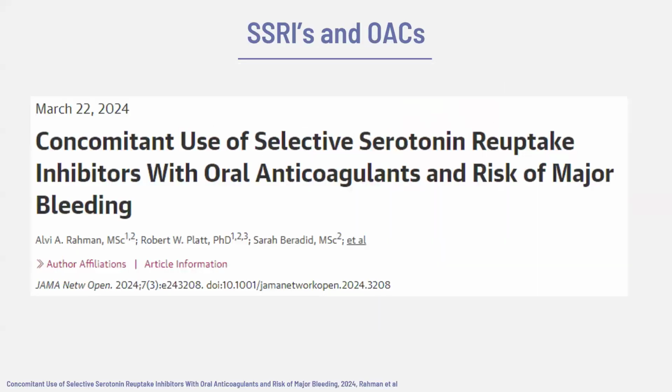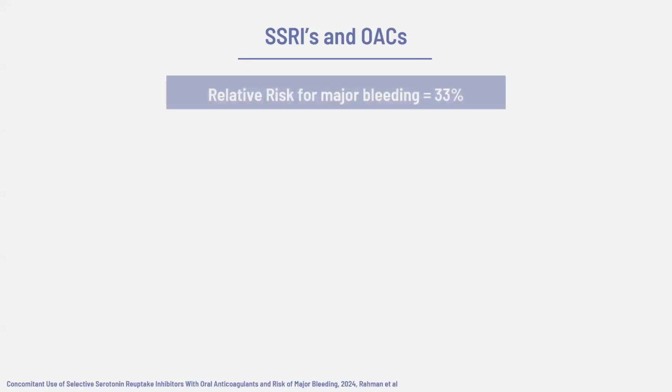I chose this study to talk about because it's new, it was just a couple months ago, and it was a large population-based case control study out of the UK. And they looked at a general practice database and evaluated 42,000 cases of patients who were on SSRIs, were diagnosed with AFib, and then started on an OAC, and subsequently had a major bleed that led to either hospitalization or death. And there were over 1 million controls. And essentially what they found at 5-year follow-up was that patients were 33% more likely to have a major bleed if they were on both classes of medications.